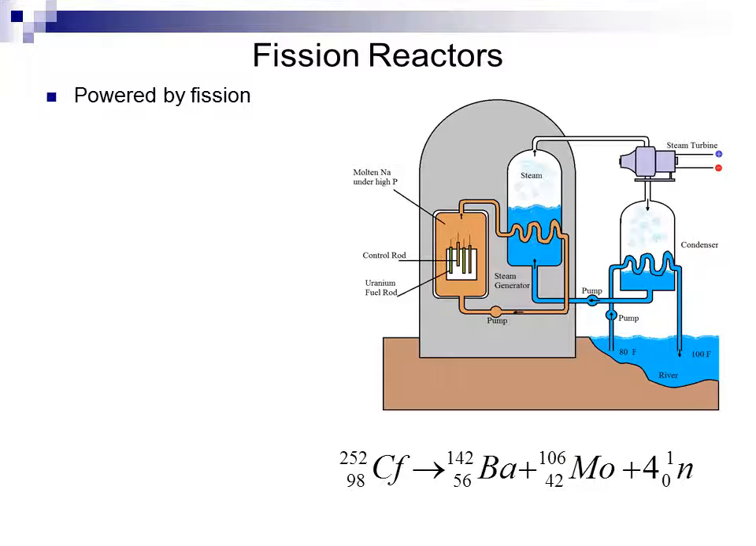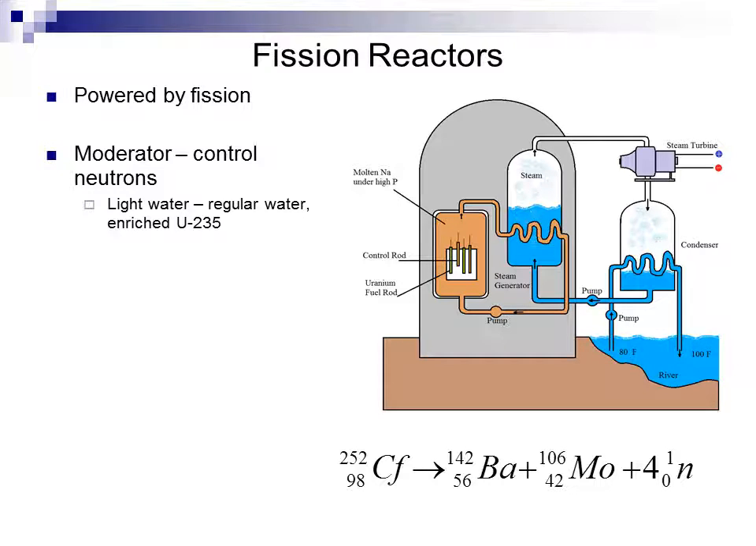The gist of a nuclear power plant is that you have the control rods and fuel rods. The fuel rods are the source of the radiative material, the fissile material. Control rods will absorb the material. A moderator surrounds the entire setup and controls the movement of the neutrons. In a light water reactor, we use regular water with enriched uranium-235, which means it's concentrated in the U-235 isotope.